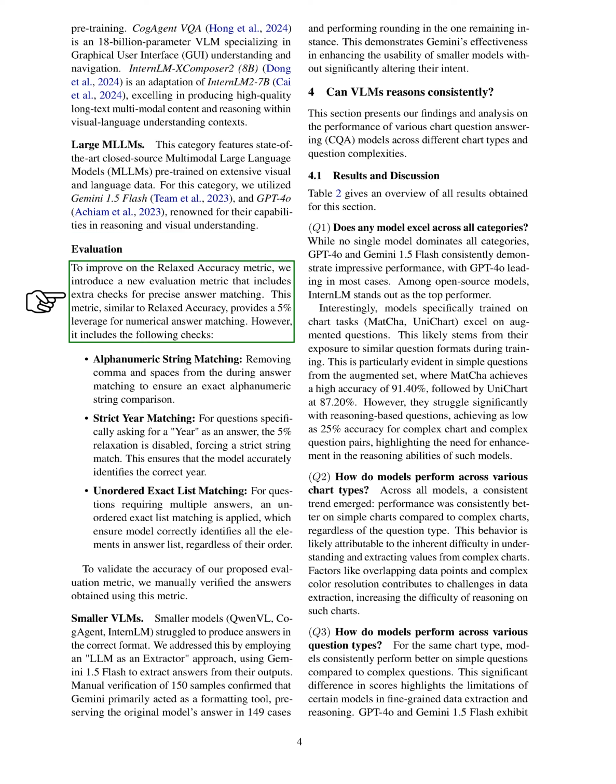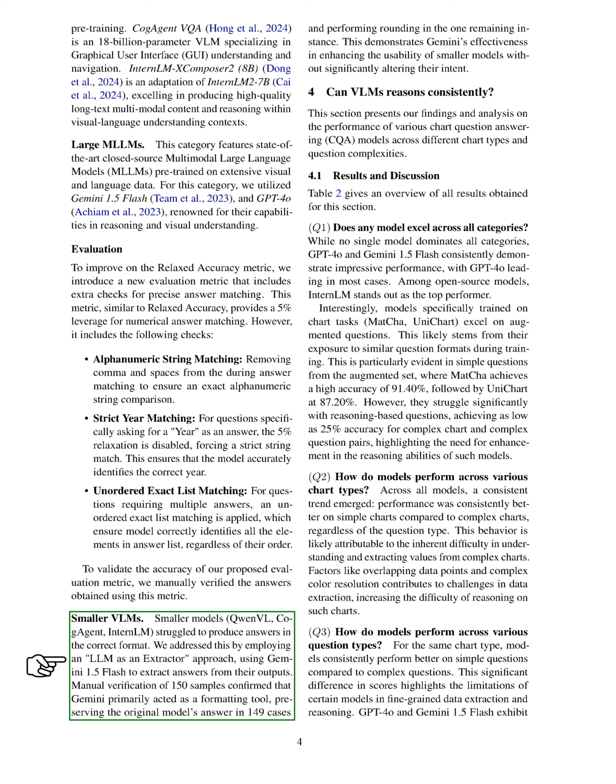To enhance the evaluation process, we introduced a new metric that includes additional checks for precise answer matching, such as alphanumeric string matching, strict year matching, and unordered exact list matching. This new metric provides a 5% leverage for numerical answer matching while ensuring accurate answers in various formats.